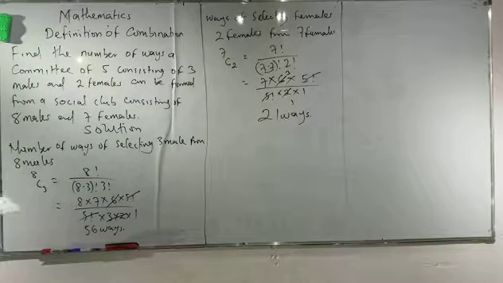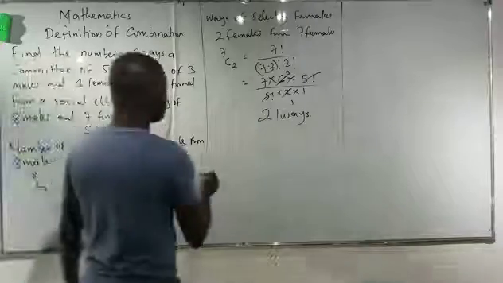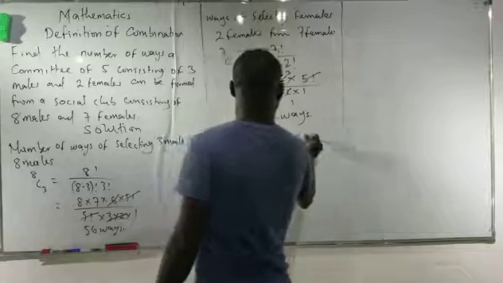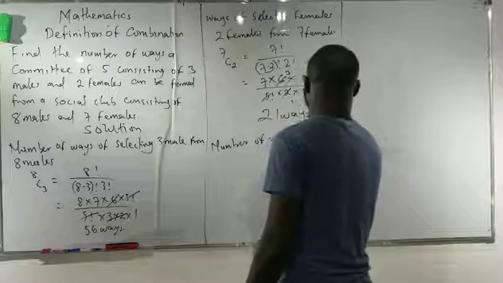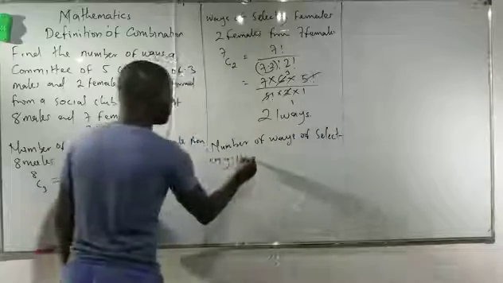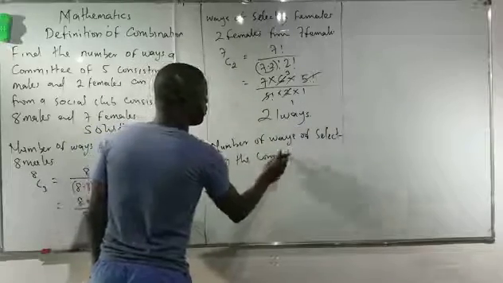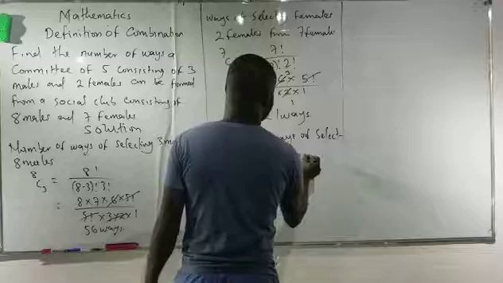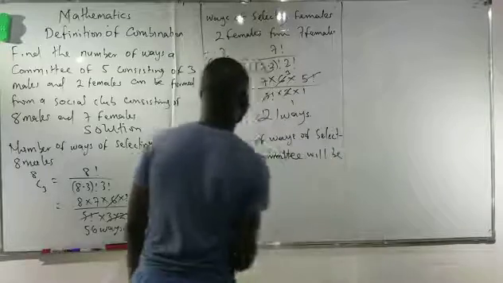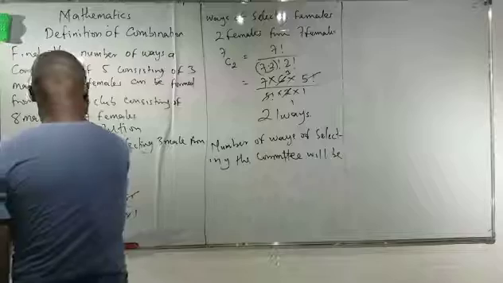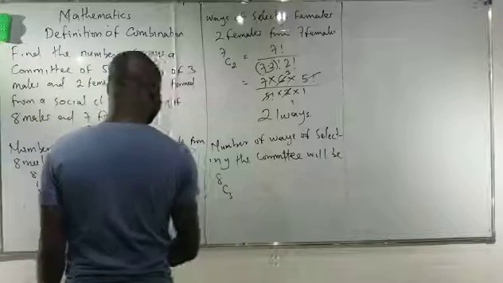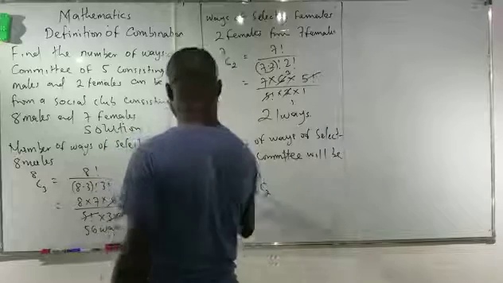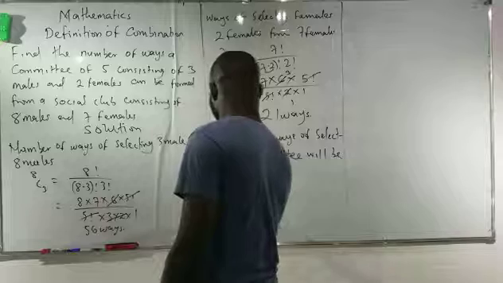Now, the number of ways of selecting the committee will be 8 combine 3, which is for male, multiplied by 7 combine 2, which is for female.